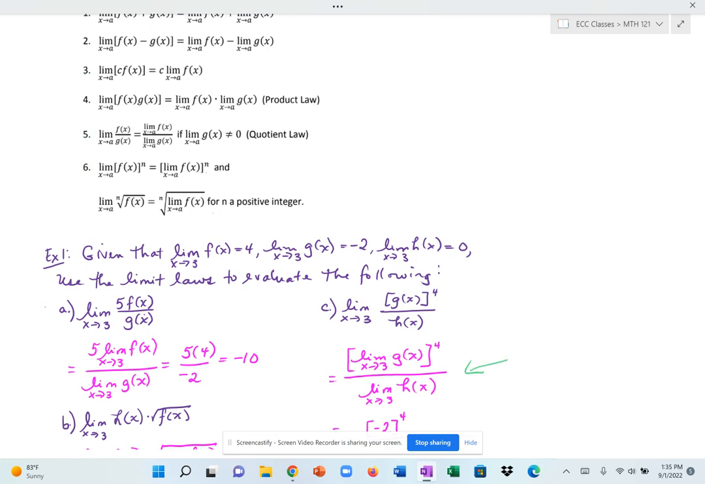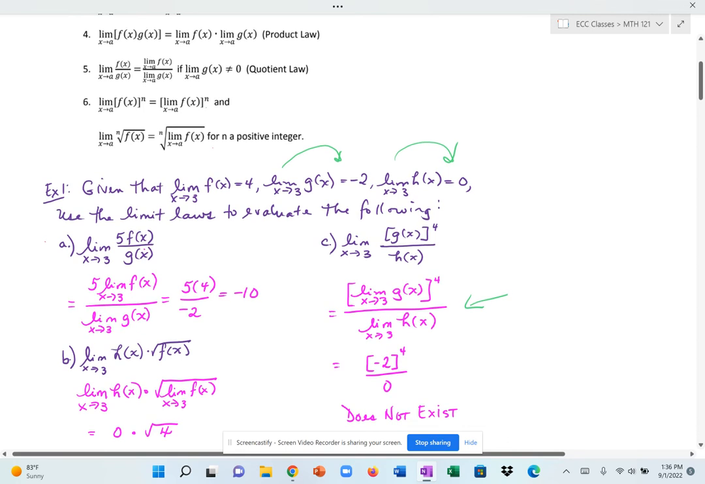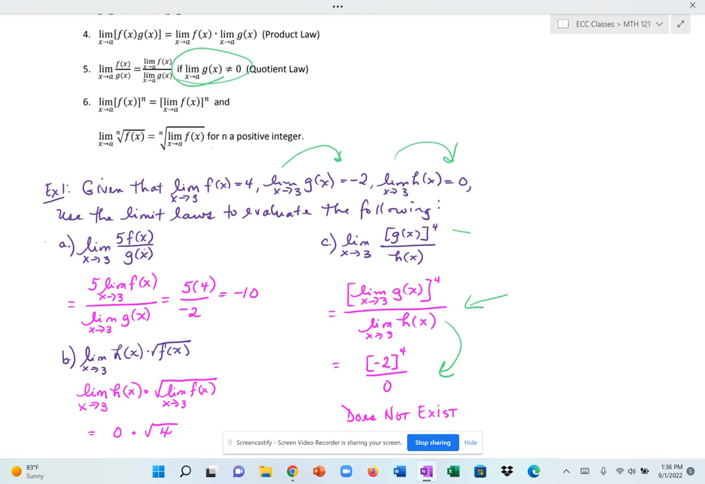So the limit as x approaches 3 of g of x raised to the fourth power divided by the limit of h of x. Now I plug in what I know. g of x is -2, h of x is 0, and this is exactly that scenario where your denominator cannot equal 0. Here it does, so this limit does not exist. Or at least we can't apply the limit laws here.